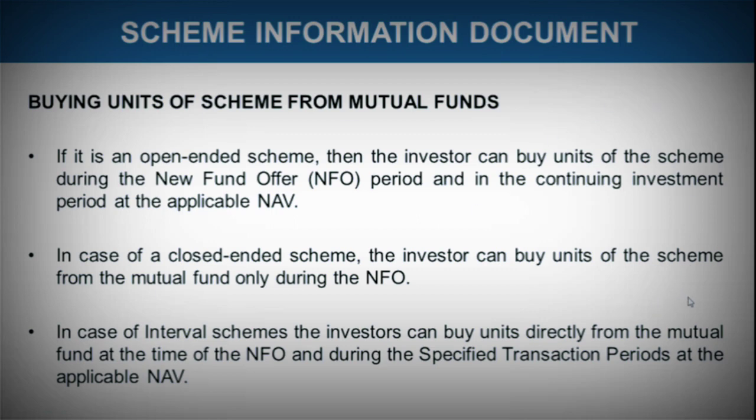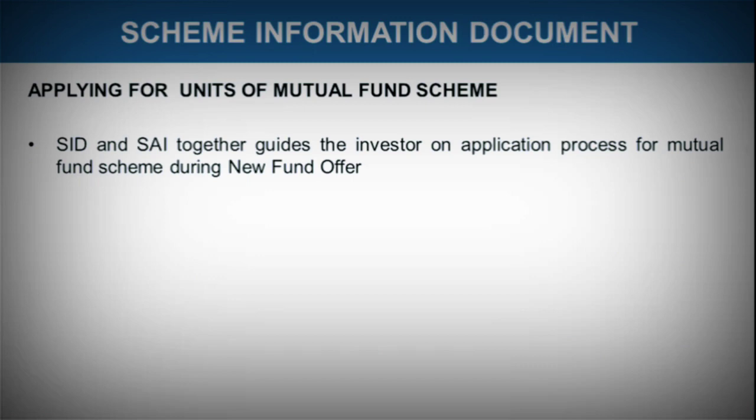Okay, so this is how the scheme information document guides you on how you can buy units of a particular mutual fund scheme, how you can invest. In the same way, it also guides you on how you can apply for it. The first time when the new fund offer is being launched in the market, there is a certain application process required for investors. So it guides you through the application process as well, both SID and SAI. This would be included in the scheme information document as well as the statement of additional information. In both of them, you can get an overall idea of the application process for the new fund offer of any particular mutual fund scheme.